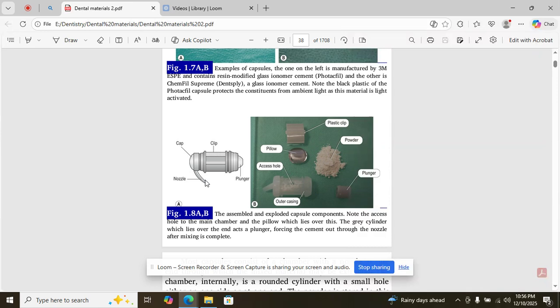After mixing is complete. This is the plastic clip. This is the pillow, this is the access hole, outer casing, plunger, powder. So, the assembled and exploded capsule components. Note the access hole to the main chamber and the pillow which lies over this. The grey cylinder which lies over the end acts as a plunger, forcing the cement out through the nozzle after mixing is complete.